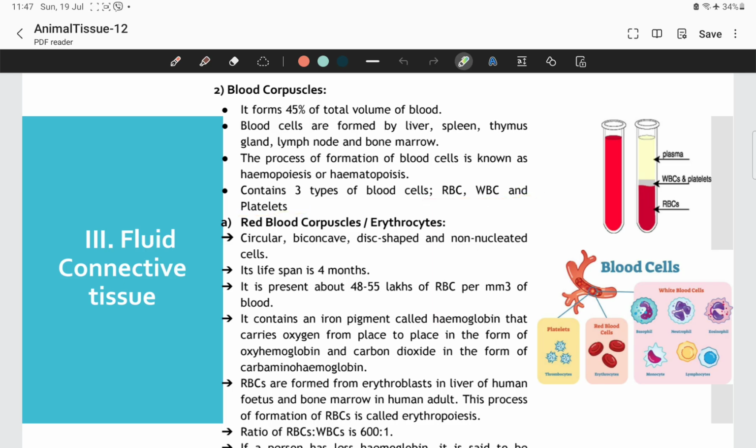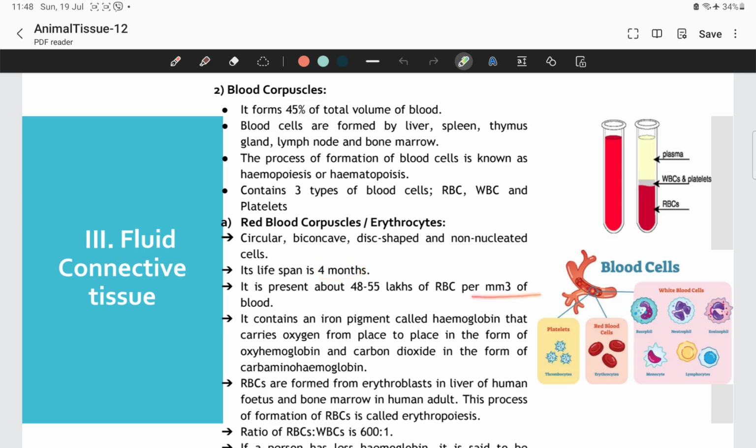Red blood corpuscles or cells are also known as erythrocytes. When you look at the figure of erythrocytes, it is circular and biconcave. Biconcave means the central part is depressed because it doesn't have a nucleus inside it, and it is disc-shaped in structure, and doesn't have a nucleus, as I told before. The lifespan of a red blood cell is 120 days or 4 months.